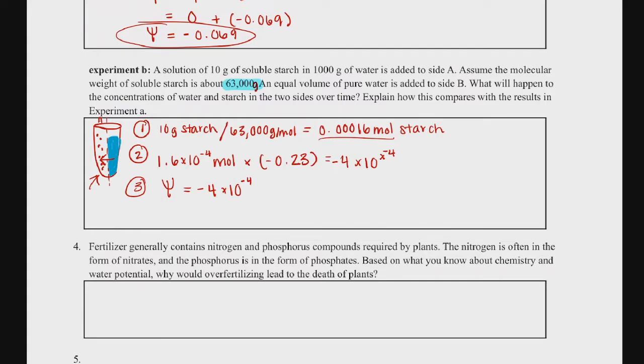To answer the last part of this question about how it compares with the results of the experiment in A, the movement that we got in experiment A was equal to negative 0.069. For experiment B, it was this value right here. And if we were to divide negative 0.069 over negative 4 times 10 to the negative 4th, we would get that the starch will be moving 172.5 times slower than in experiment A.